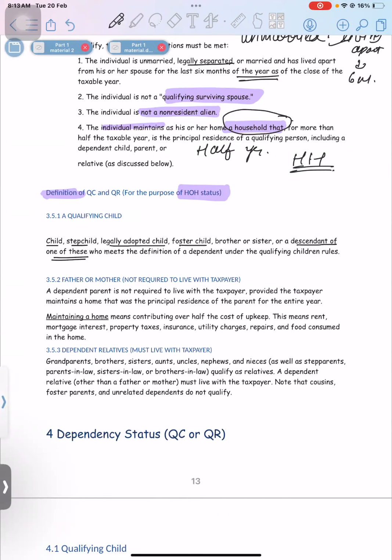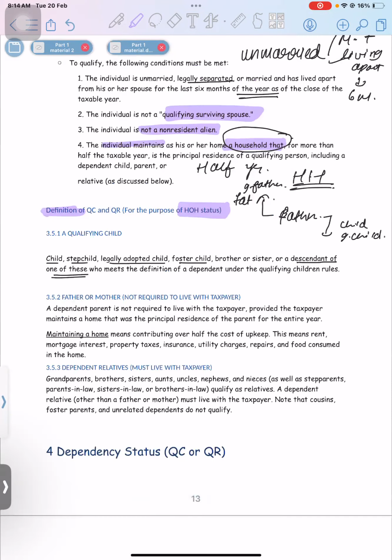Descendant means what? Father's descendant will be what? Child, grandchild. Father's ascendant will be what? Father's father, or grandfather. I hope the meaning is clear for ascendant and descendant. These two words will be used a lot of times in our upcoming chapters. After this, the credit chapters are going to start. So in that also, you have to remember who is doing the expense for whom, who can be a dependent, who can be a qualifying child and everything.